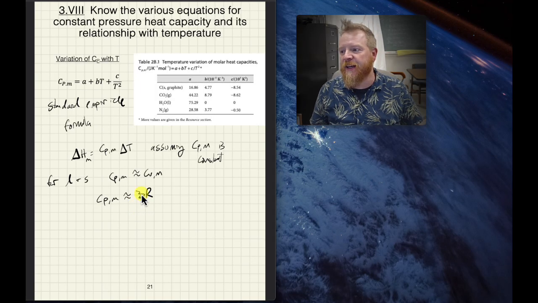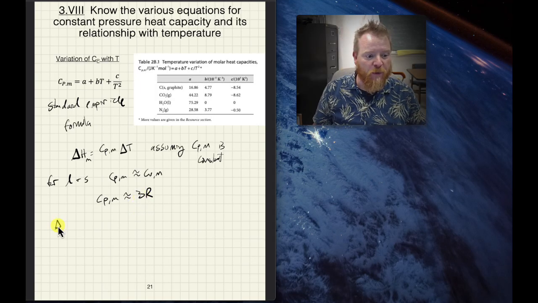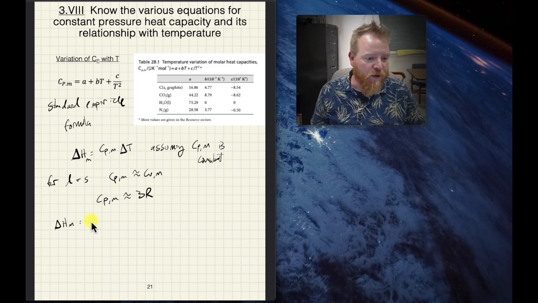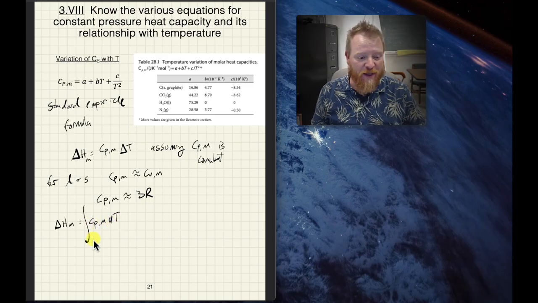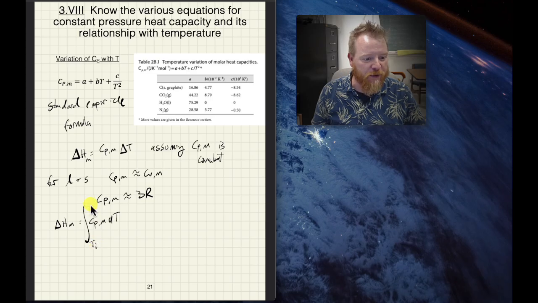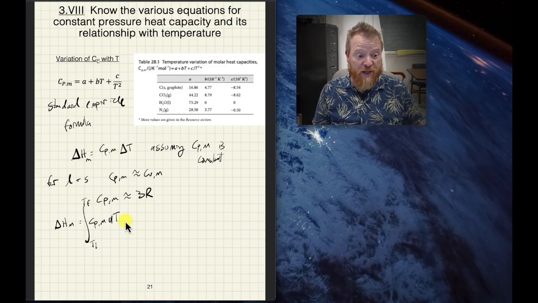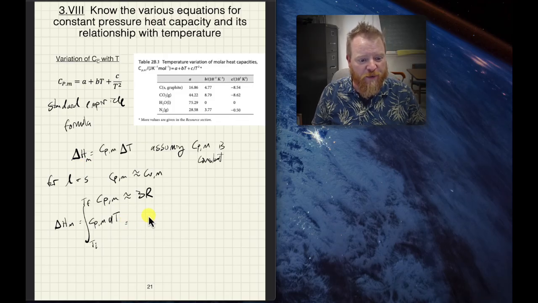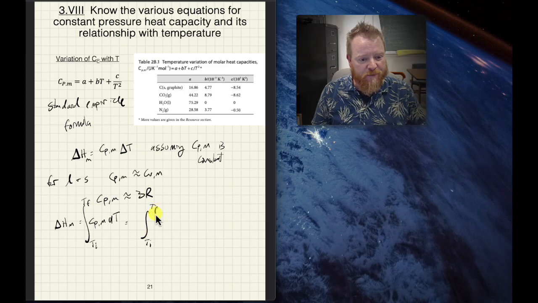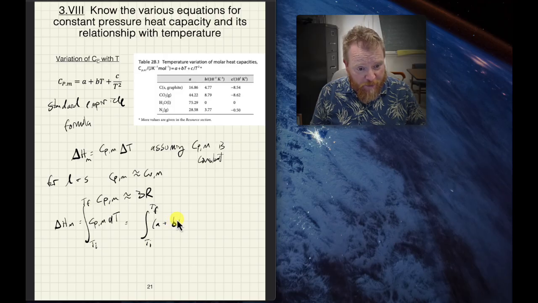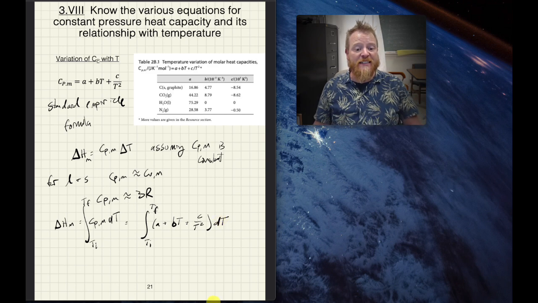So now, what if CP is changing? Well, we have to do the following. So our delta H of m, we can't just say CP times delta T. We've got to say CPm dT, and then we have to integrate that from our initial temperature to our final temperature, meaning we'd have to plug this equation into our integral, which would go something like the following, right? Integral Ti to Tf, and then we would plug that in, A plus BT plus C over T squared, all times dT.